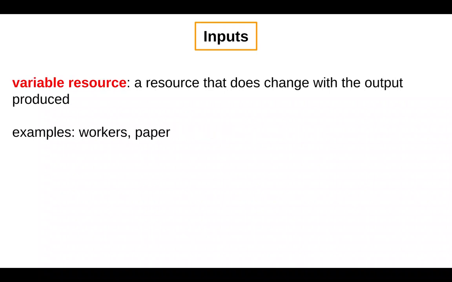A variable resource is a resource that does change with the output produced. And the classic example here is workers, right? As a firm, as a company, a business, I can change how many workers I hire, and I often will scale that amount of workers with the amount of output I'm producing. So in other words, the output I'm producing is increasing, but also the amount of resources I'm using are increasing.